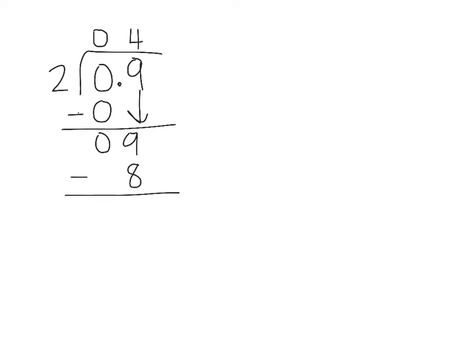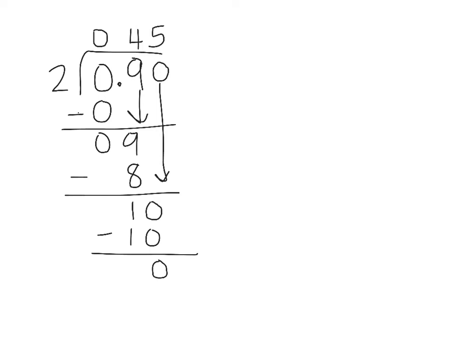When we subtract, we're left with 1/10, which we have to regroup into 10 hundredths, which means that we're going to put a 0 in the hundredth place so we can bring down our 0. So we have 10 hundredths, which when we divide by 2 is equal to 5 hundredths. So 5 hundredths times 2 is equal to 10 hundredths. We subtract and we get 0. So our answer when we bring our decimal point straight up is equal to 45 hundredths.